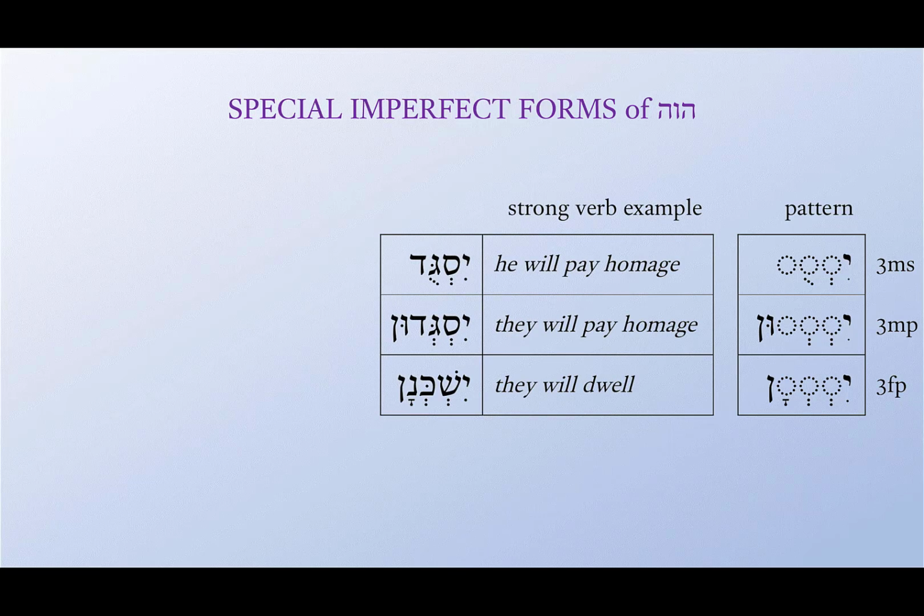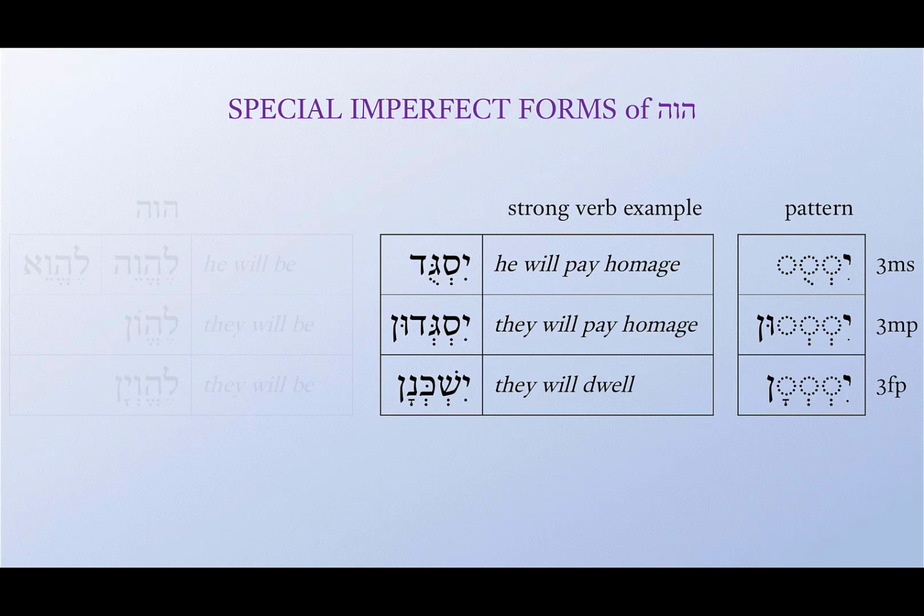And I'm providing some strong verb examples. So for third masculine singular, third masculine plural, I was able to get a samekh gimel dalet, same verbal root. He will pay homage, they will pay homage. And you see the form as expected. And then shin kaf nun for the third feminine plural. They, of course that's the feminine they, will dwell.